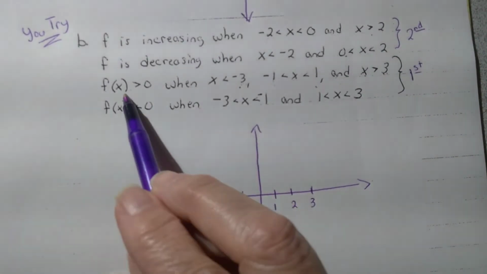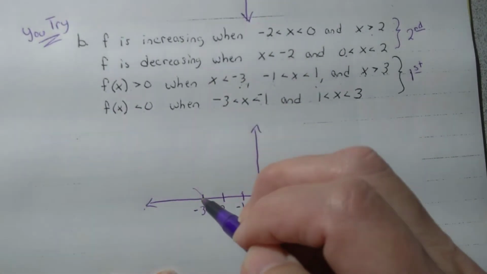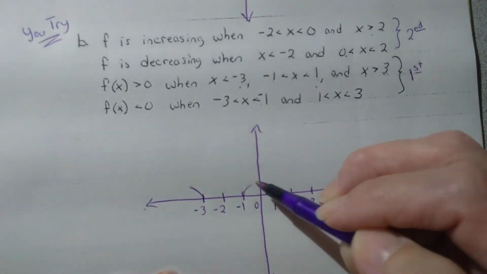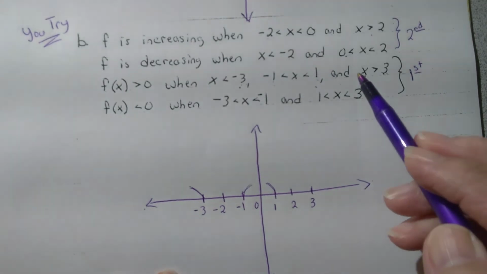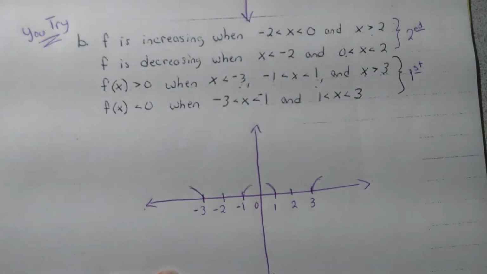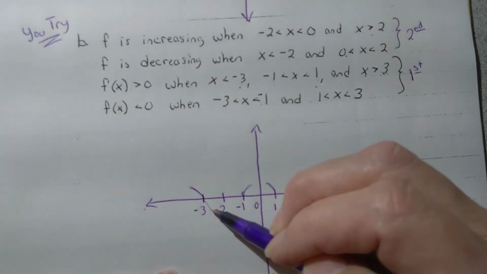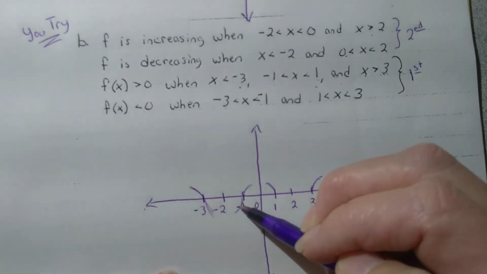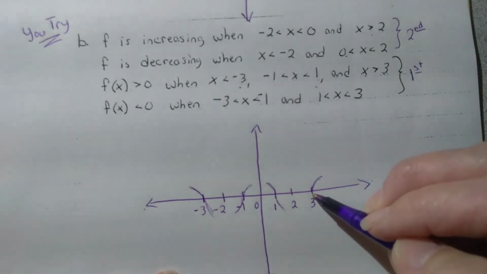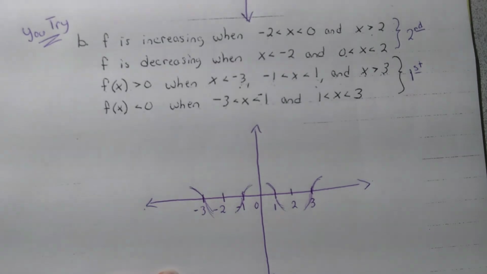Okay, starting here, above the x-axis when it's less than -3, so back here it's above the x-axis. Between -1 and 1, it's above the x-axis. And after 3, it's above the x-axis. You can already start to see a shape appearing. Between -3 and -1, it's below the x-axis. And between 1 and 3, it's below the x-axis. Can you see the shape?